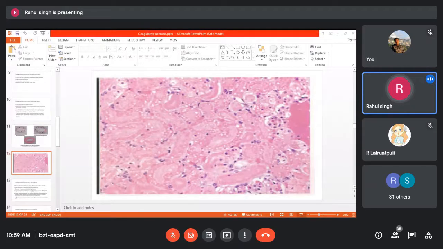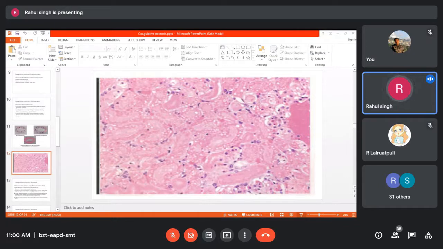Coagulative necrosis can lead to fibrosis also. So this is once again kidney, but you don't find any tubules here. You can see these fibrous structures here. Even around the glomerulus these fibrous structures are forming. This is fibrosis. Tubules are replaced by fibrosis.